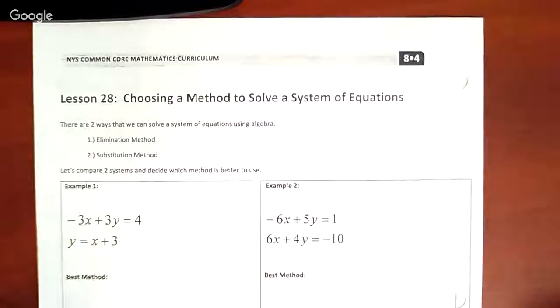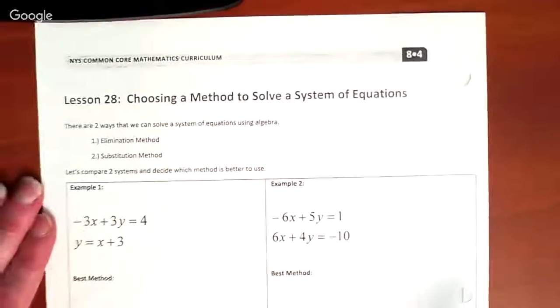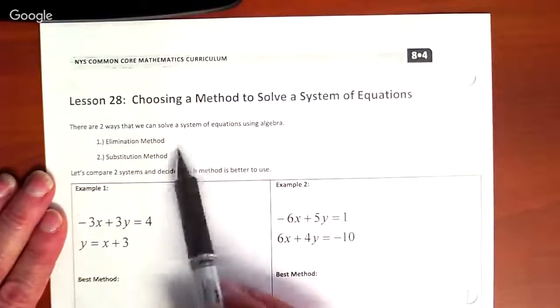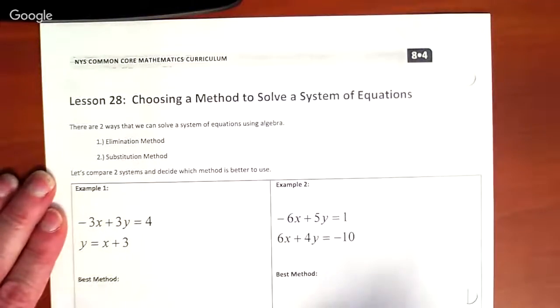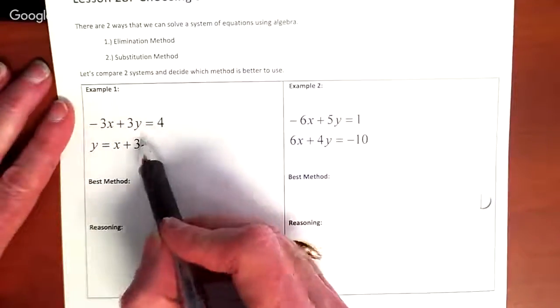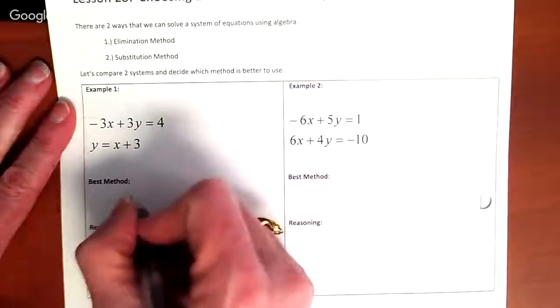This is lesson 28, choosing a method to solve a system of equations. There are two ways that we can solve a system of equations using algebra: elimination method and substitution method. Let's compare two systems and decide which method is better to use. Okay, so for example one, the best method would be substitution.